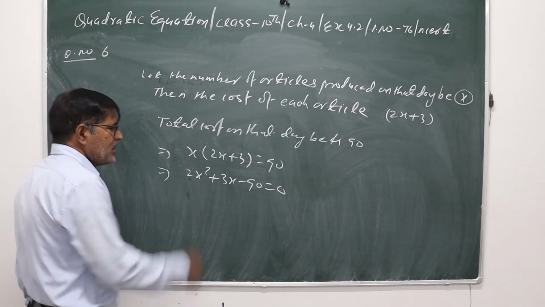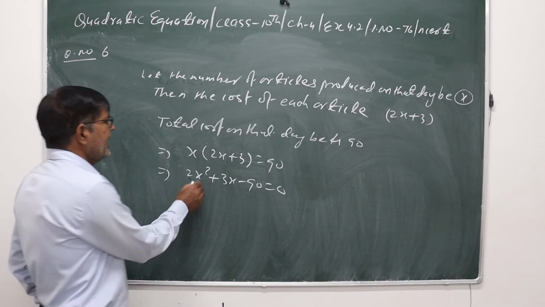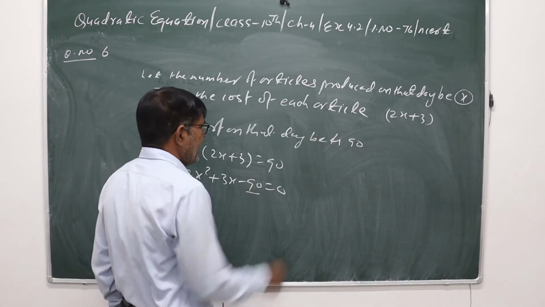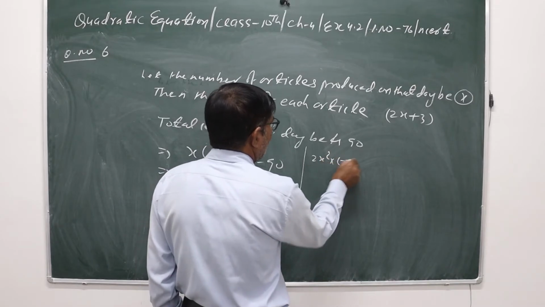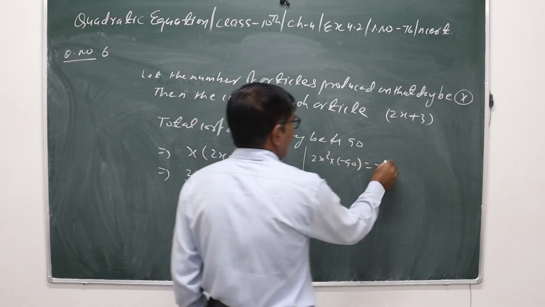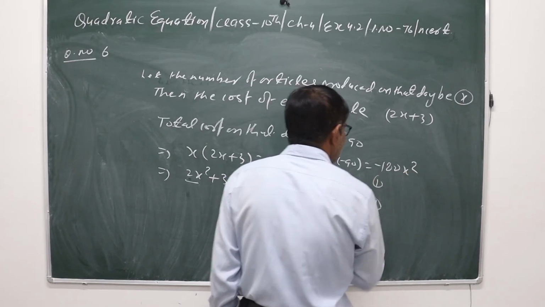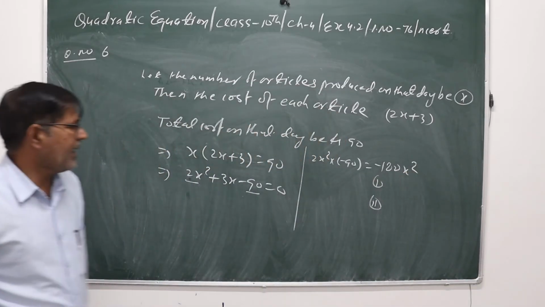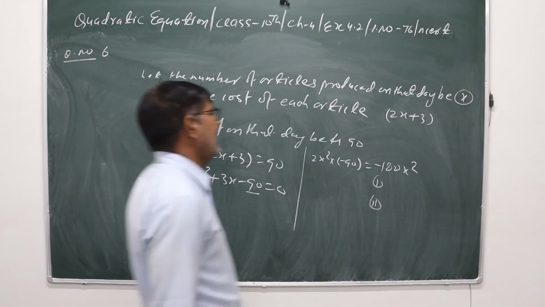Here the coefficient of x square is 2 and here 3, so we can't divide. So the highest degree term is 2x square, the lowest degree term is minus 90. So 2x square into minus 90 is equal to minus 180x square. We have to split minus 180x square into two factors such that their sum is 3x and their product is minus 180x square.